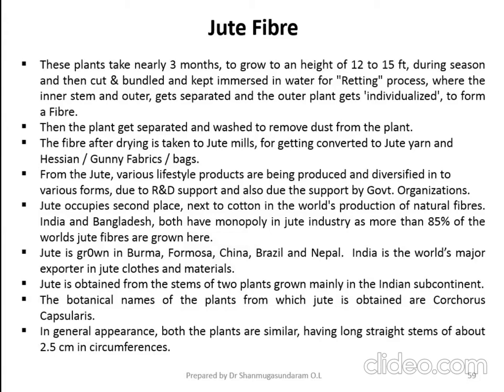Then the plant gets separated and washed to remove dust from the plant. The fiber after drying is taken to jute mills for getting converted into jute yarn. Okay. Or you can call it hessian or gunny fabrics or bags. From the jute, various lifestyle products are being produced and diversified into various forms due to R&D support and also due to support by government organizations.